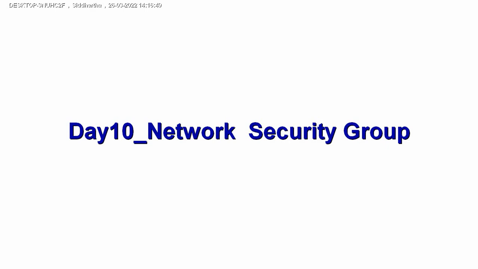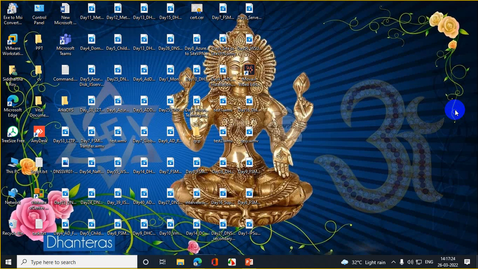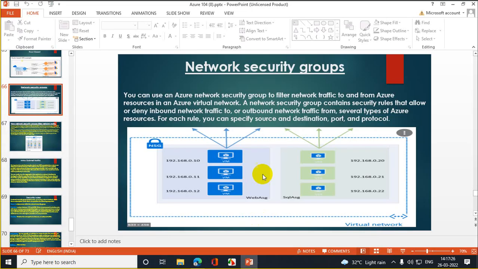Speaking of networking options, that is called NSG, Network Security Group. Last day we did the VPN, that is site to site. Prior to that we did point to site. But now NSG, Network Security Group: you can use an Azure Network Security Group to filter network traffic.